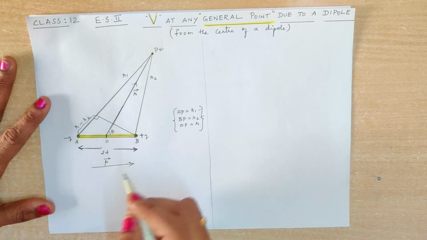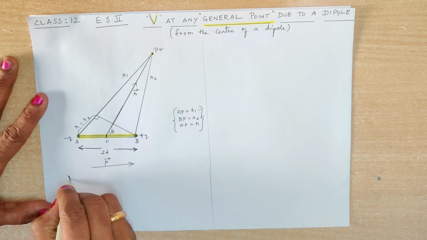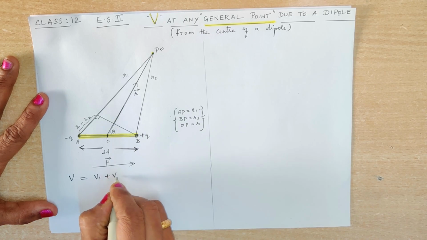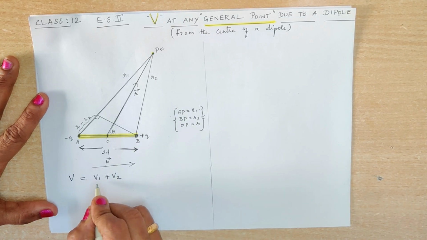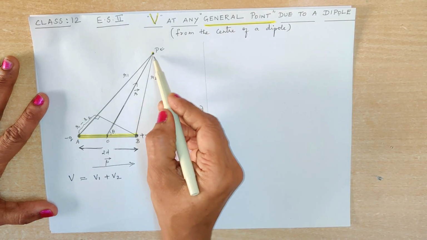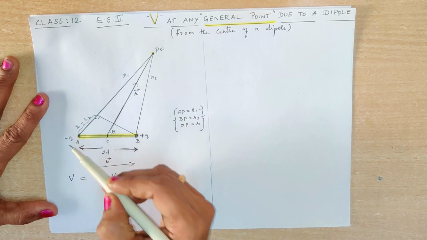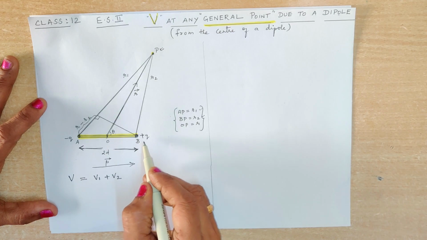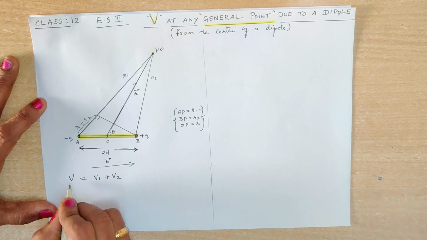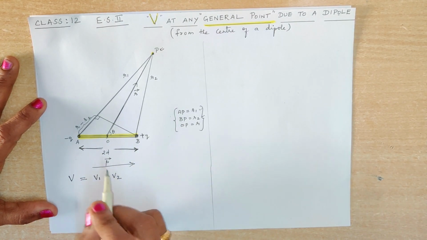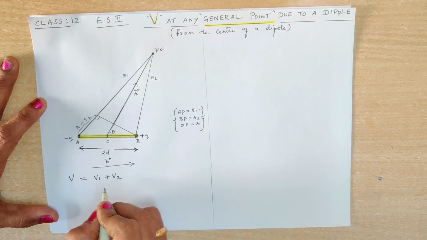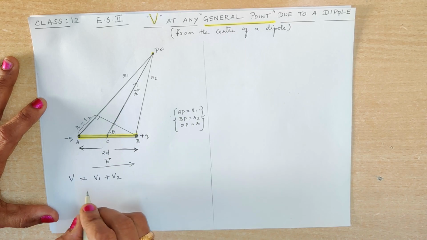We are going to discuss the total potential V is equal to V1 plus V2. V1 is the electric potential at the point P due to minus Q, and V2 is the electric potential at the point P due to plus Q. The sum of these two will be the total potential due to this electric dipole AB. Therefore, we have to write the formula for the same.